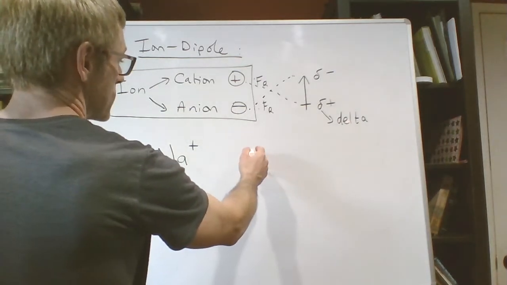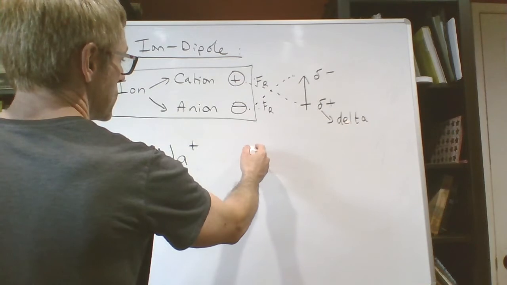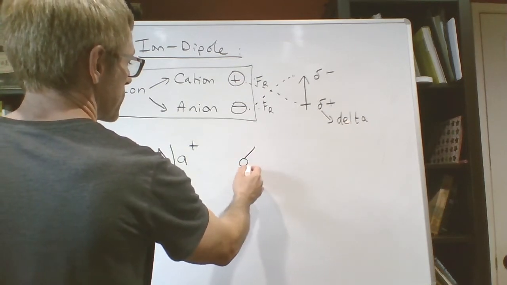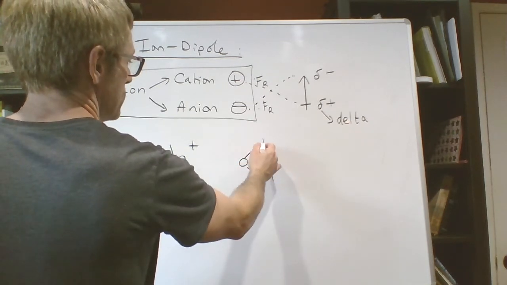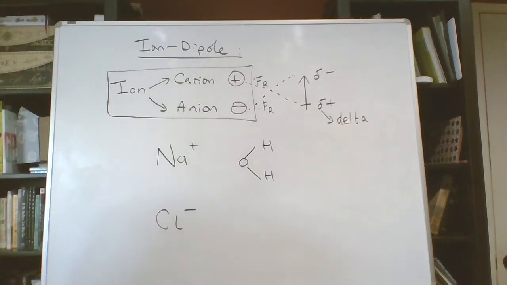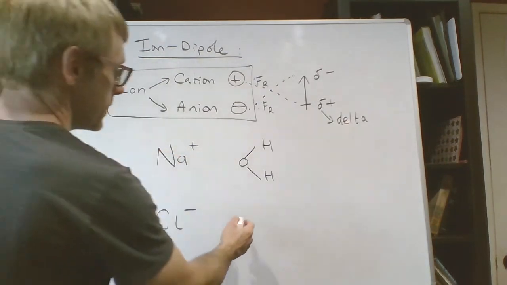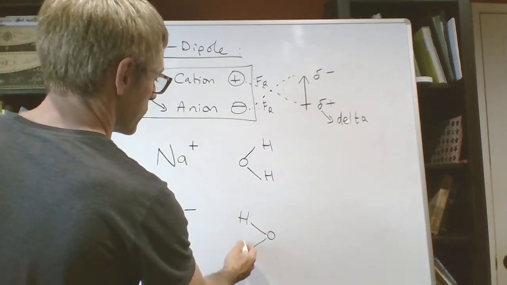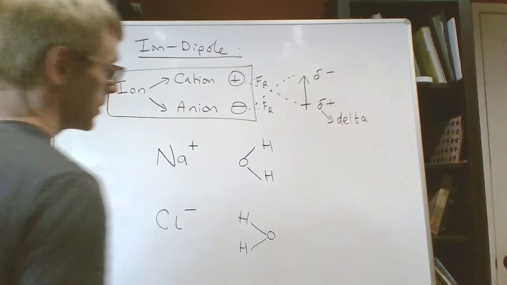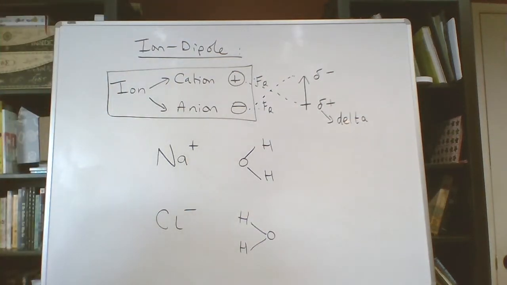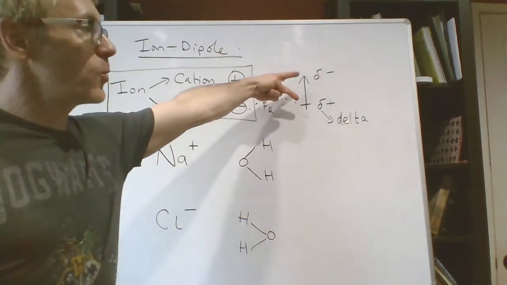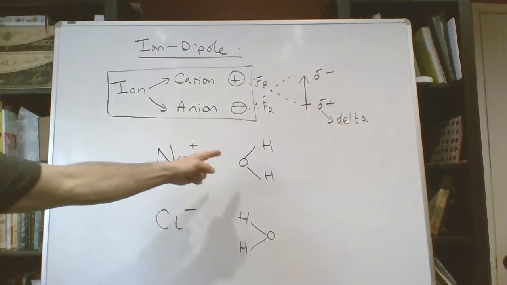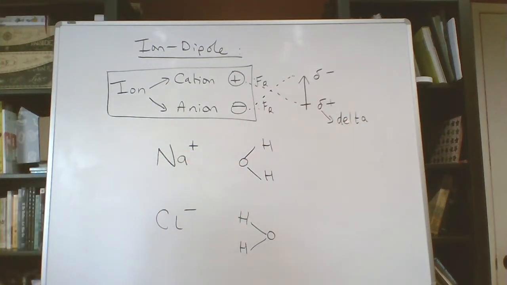And a water molecule would interact favorably with the oxygen end, with the sodium, and a water molecule would interact differently with the anion, with the hydrogen end. So just as we've got two ends of this dipole, we have two ends of our water molecule.